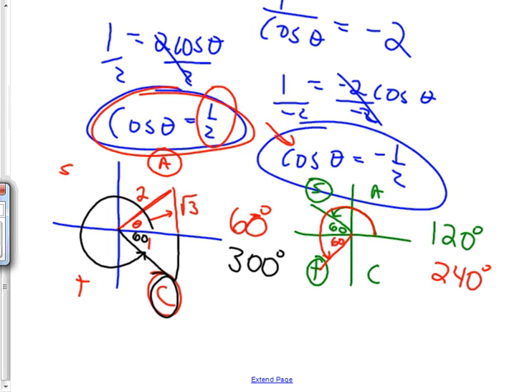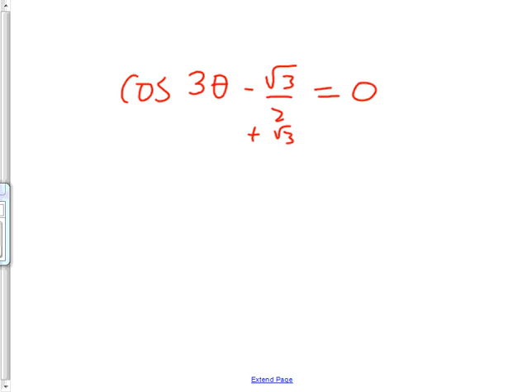Next one I want to do with you is a really tricky, evil one, number 6. If you look at number 6, again, your goal on these is to try to get it down to one function. And this already is down to one function. It's cosine of 3 theta minus root 3 over 2 is equal to 0. So it only has one function. That's the easy part of this one. So I just have to add plus root 3 over 2 to both sides, and then I end up with cosine of 3 theta is equal to root 3 over 2.